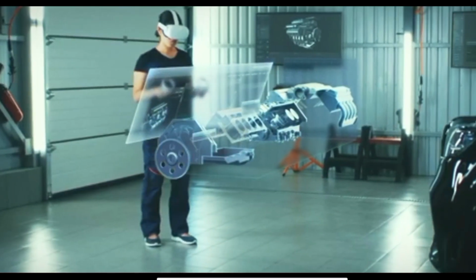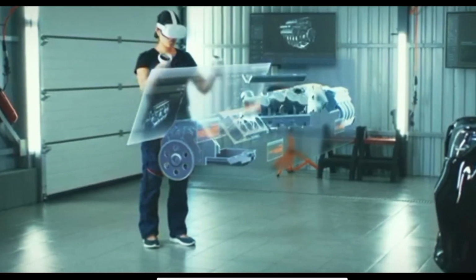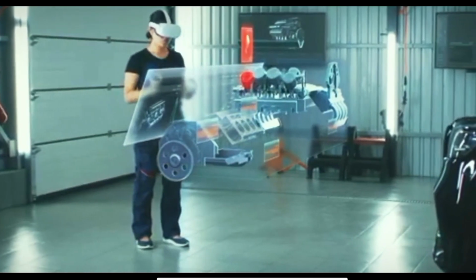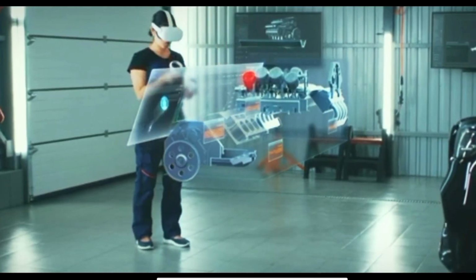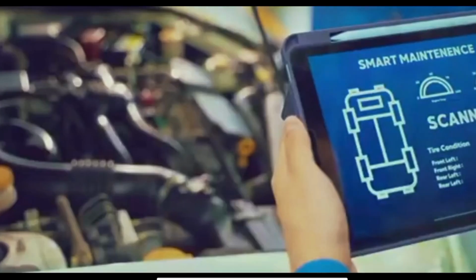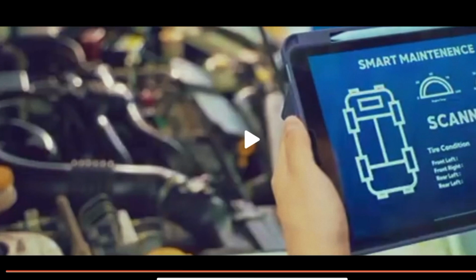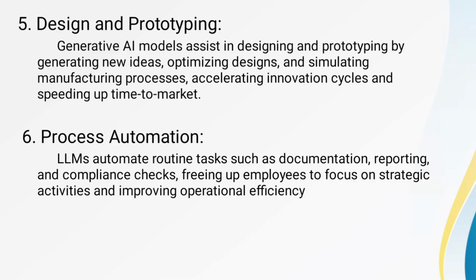This is how predictive maintenance is done. Industrial automation works like this. Number 5 is design and prototyping. Generative AI model assists in designing and prototyping by generating new ideas, optimizing designs, and simulating manufacturing processes, accelerating innovation cycles, and speeding up time to market.